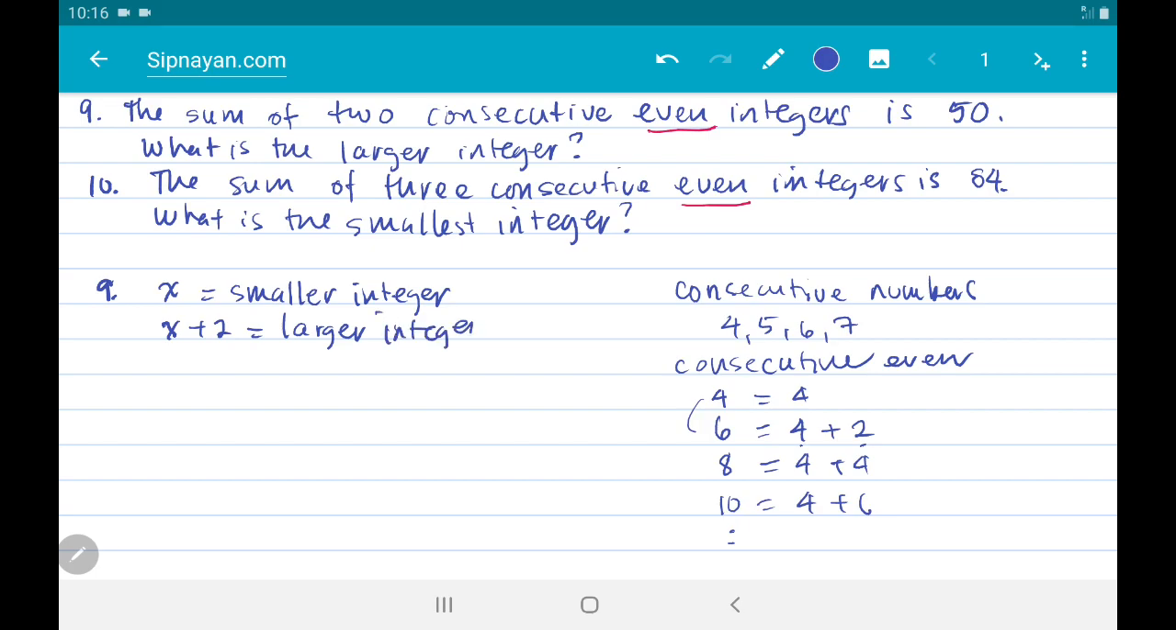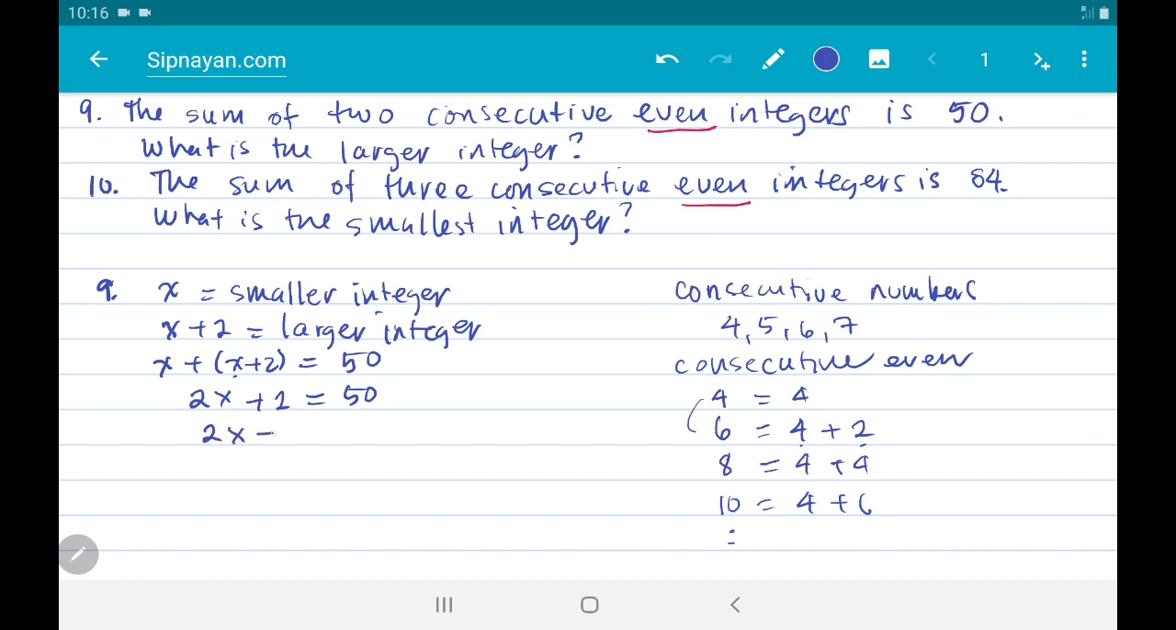Okay? Tapos pag inadd natin sila, magiging x plus x plus 2 equals, pag inadd natin, ano magiging sum nila? Magiging 50. Di ba? So this is equal to 50. So x plus x is just 2x. And then I have a plus 2 here. This is equal to 50. Okay, gusto natin tanggalin lahat ng mga numbers dito, no? Para x na lang matira.